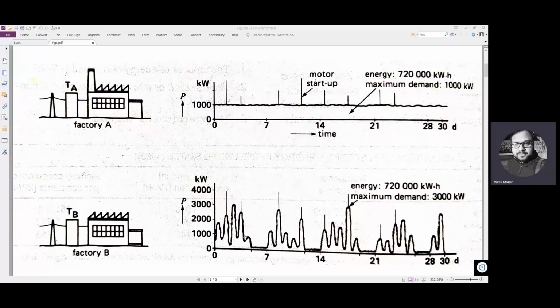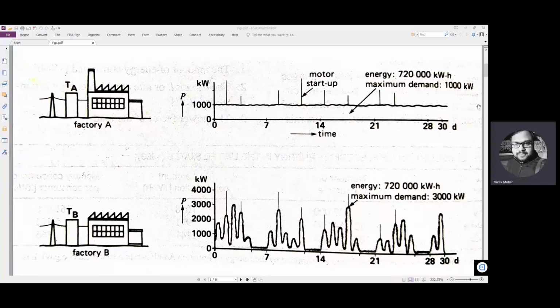But the demand, or the rate at which it is consumed, is different. So based on energy only, if you charge the bills, then both these factories have the same electricity bills. So that is a disadvantage with that system. That is why we are going for three components: one is kilowatt hours, another is kilowatts, and another is power factor. Three things we are using, especially for industries. We use the third component, power factor.